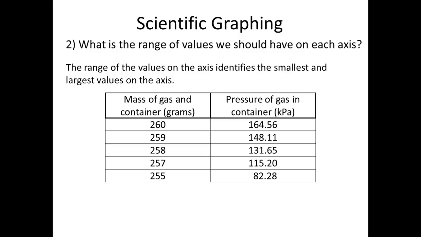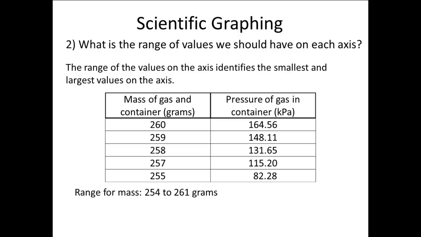So in general, we choose a range that has a smallest value a little smaller than the smallest value for that variable among our data points, and the largest value a little bigger than our largest value for the variable. In the case of the mass, our range should be from a little below 255 grams to a little above 260 grams.